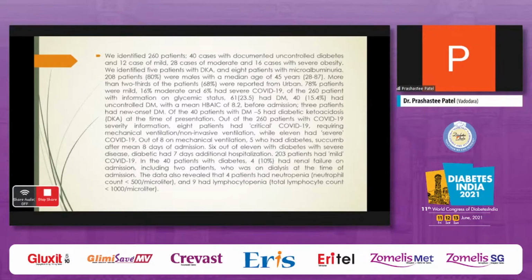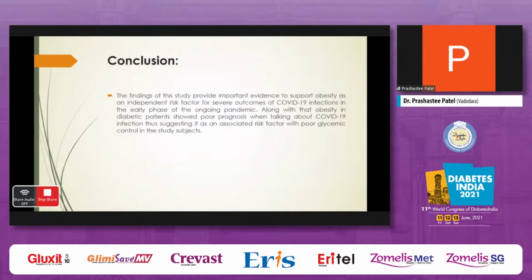In the 40 patients with diabetes, 4 had renal failure on admission, including 2 patients who were on dialysis at the time of admission. The data also revealed that 4 patients had neutropenia and 9 had lymphocytopenia. The findings of this study provide important evidence to support obesity as an independent risk factor for severe outcomes of COVID-19 infections in the early phase of the ongoing pandemic. Along with that, obesity in diabetic patients showed poor prognosis when talking about COVID-19 infection, thus suggesting it as an associated risk factor with poor glycemic control in the study subjects.